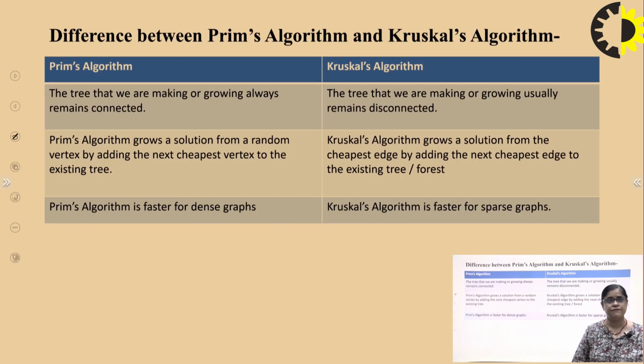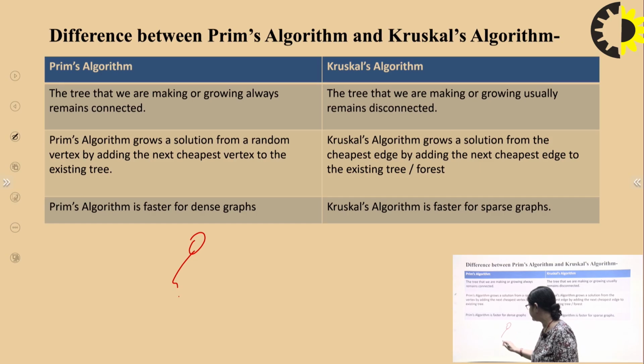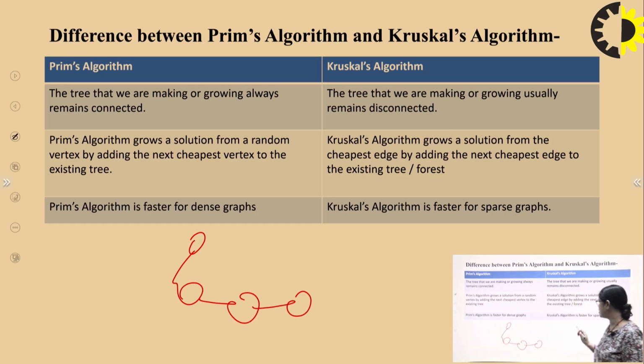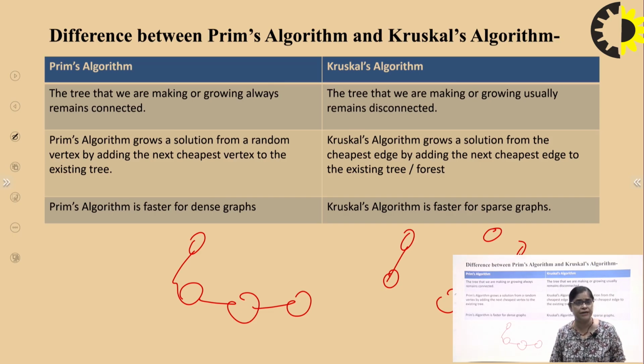Now, what is the difference between Prim's algorithm and Kruskal's algorithm? In Prim's algorithm, the tree we are making or growing always remains connected. All the vertices are connected as we are creating it. But in Kruskal's algorithm, we keep all the vertices and find the minimum edges, right? And we connect here and here, so these vertices are not connected. This is a big difference between Prim's and Kruskal's algorithm.